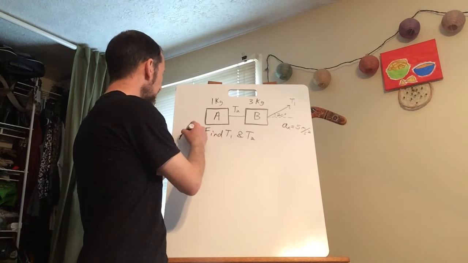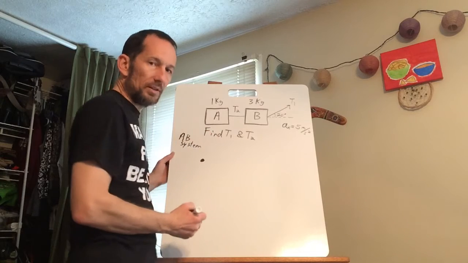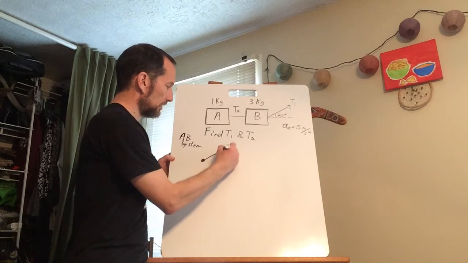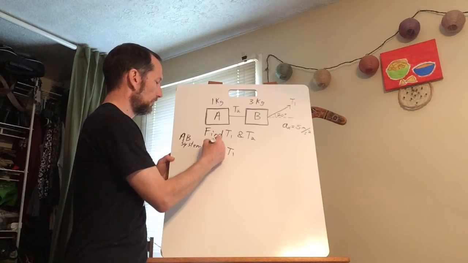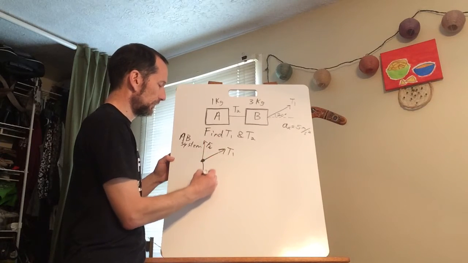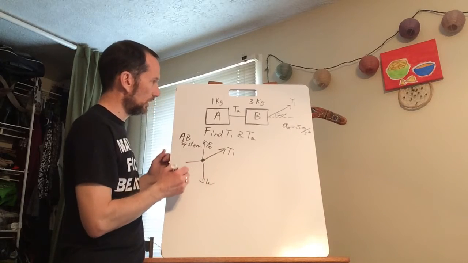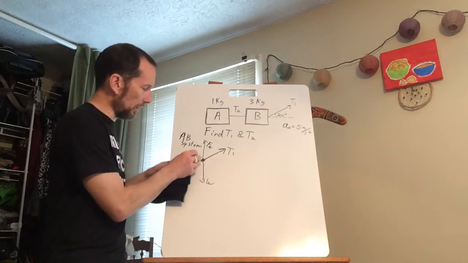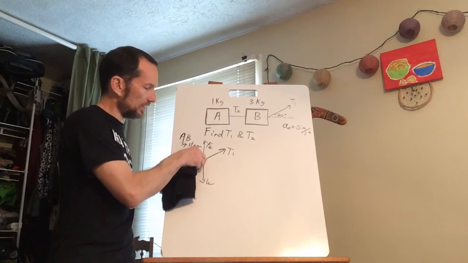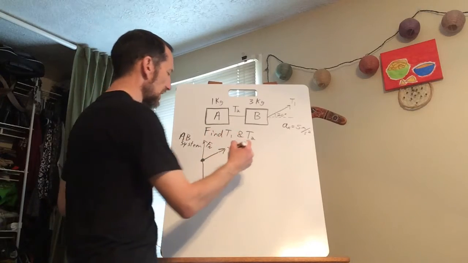So we'll say A-B system. We'll say there's this force T1, which is at the angle. We've got our normal force. We've got the weight. And actually that's it. There's no friction. Thought about putting friction in the problem and I decided not to. And so those are the only forces acting.